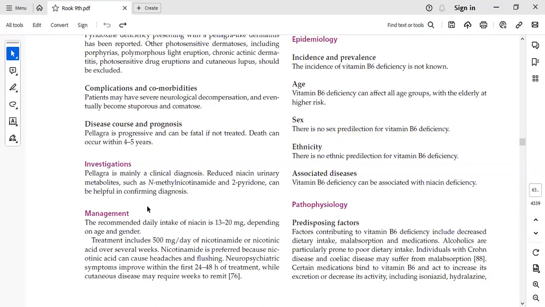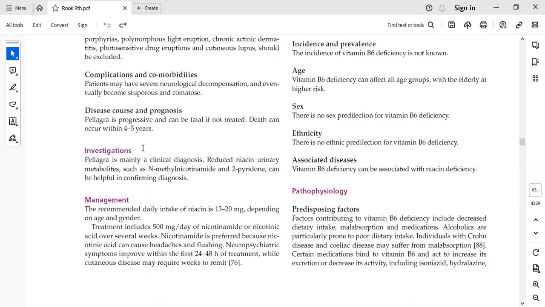The disease is progressive and can prove fatal if it's untreated. Death may even occur within 4 to 5 years if it's untreated. Now, how do you investigate a patient with pellagra? Pellagra is mainly a clinical diagnosis. You examine the patient, and based on your typical findings of pellagra, like dermatitis in the photoexposed areas and angular stomatitis, cheilitis, and glossitis, you immediately pick up the diagnosis that it's niacin deficiency.